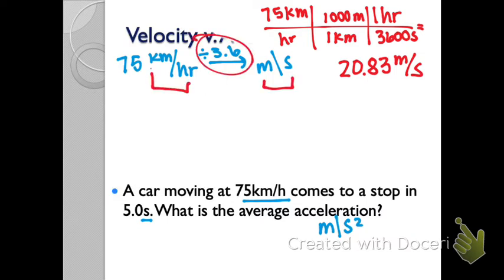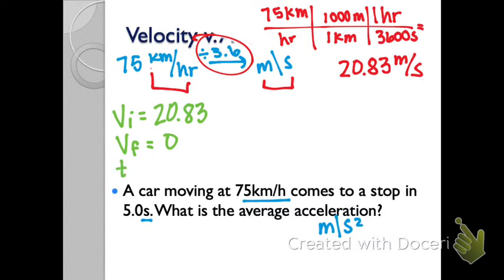I've got my velocity. Is this going to be my initial velocity or my final velocity? This is my initial velocity, 20.83. What do I know about my final velocity? Or do I know my final velocity? It's 0. Why is it 0? It's coming to a stop. If the problem had said it started from rest, what would our initial velocity be? 0, right? So we've got to make sure that we're reading context clues in the problem.